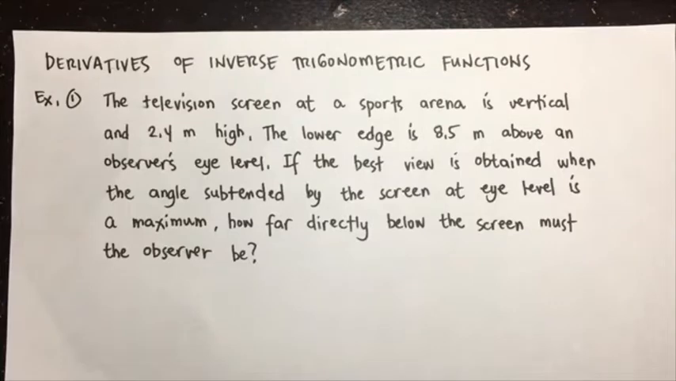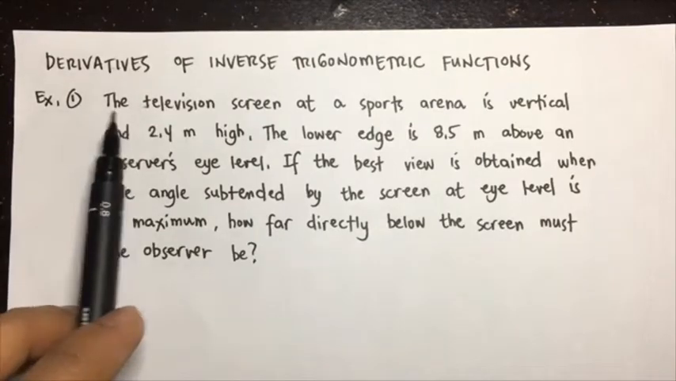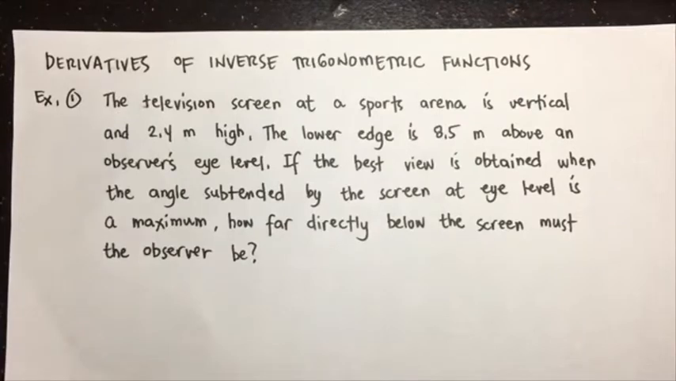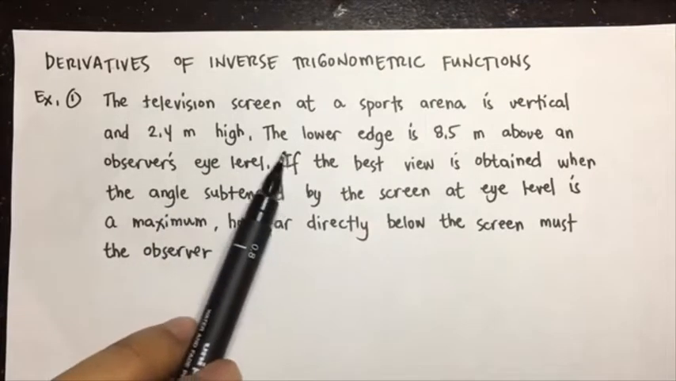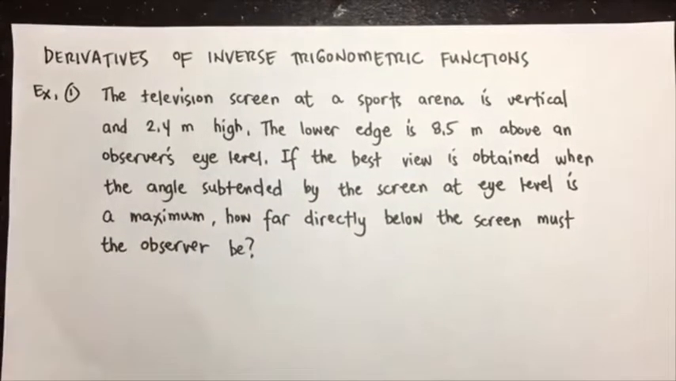So for our first example, we have here a maximum-minimum problem. The problem goes like this. The television screen at a sports arena is vertical and 2.4 meters high. The lower edge is 8.5 meters above an observer's eye level. If the best view is obtained when the angle subtended by the screen at eye level is a maximum, how far directly below the screen must the observer be?